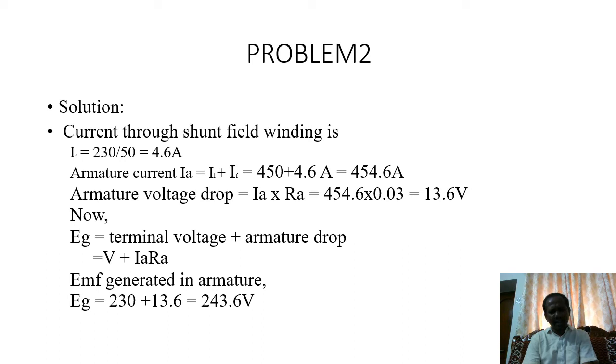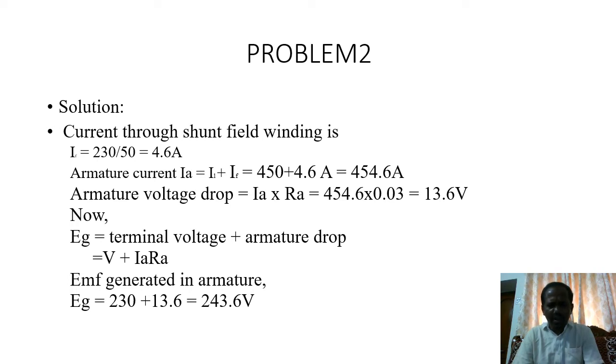Next you can calculate an unknown value, the armature voltage drop. That is IaRa. Ia is 454.6, Ra is 0.03, which is equal to 13.6 volts. Now Eg is equal to terminal voltage plus armature drop.